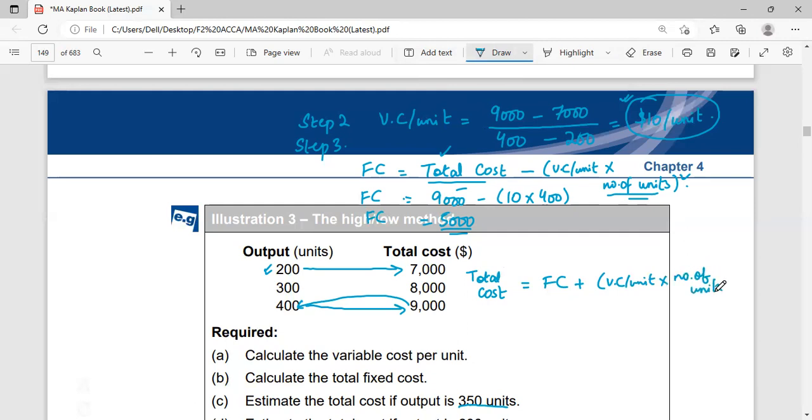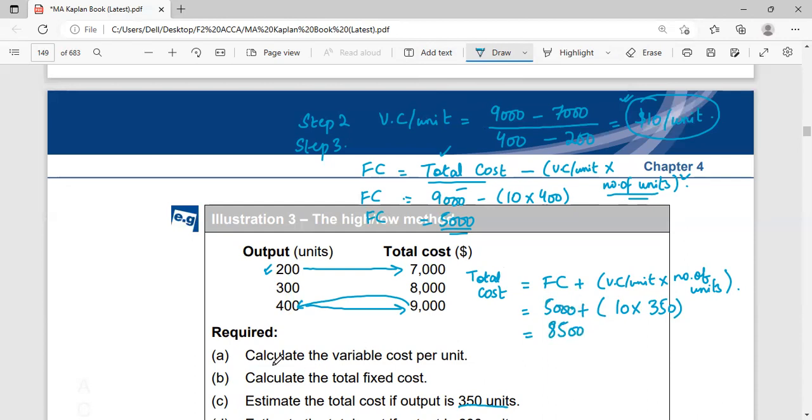So what was the fixed cost? It's 5,000. Yes. And what is the variable cost per unit? 10. And at how many units you need to calculate the total cost? 350. Yes, so you will put 350 here. So 5,000 plus 10 times 350, it will be 3,500. So the answer will be 8,500.